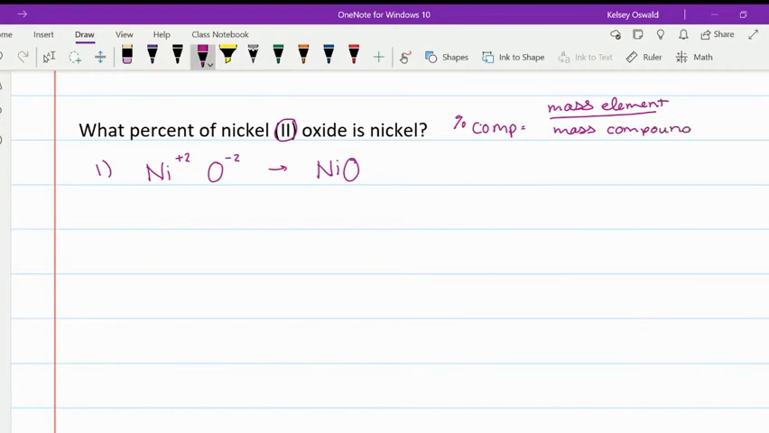So before we can find our percent composition, we need to find what the mass of nickel(II) oxide is. Again, that's what we call our molar mass, and that's what we find by looking at the periodic table. So take the mass of nickel, and we only have one of them here, so I don't need to multiply it by anything, plus the mass of our oxygen.